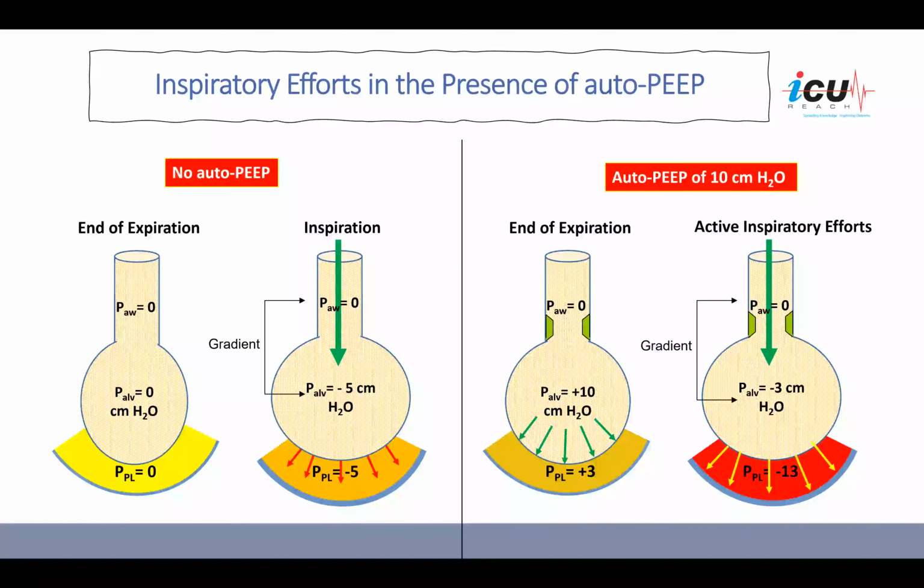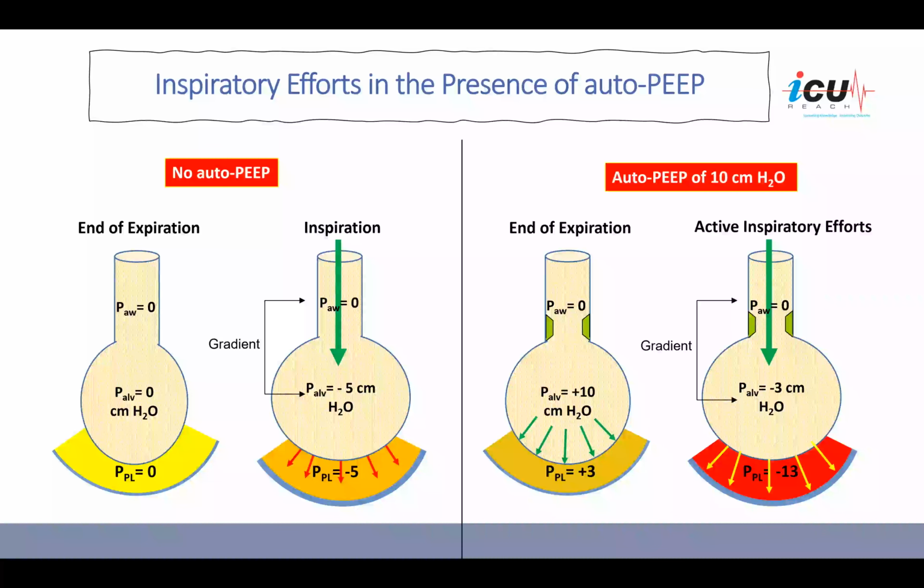So you can see that if we have auto-PEEP in the system, it impacts the patient: he needs to exert more effort in order to trigger the ventilator. And most of the time, if he's not able to generate that much, he would be having ineffective triggers, and you can identify those on the ventilator scalars. So the patient needs to generate at least -13 centimeters of water inside the chest, which is negative pressure, in order to create a gradient and be able to trigger the ventilator.